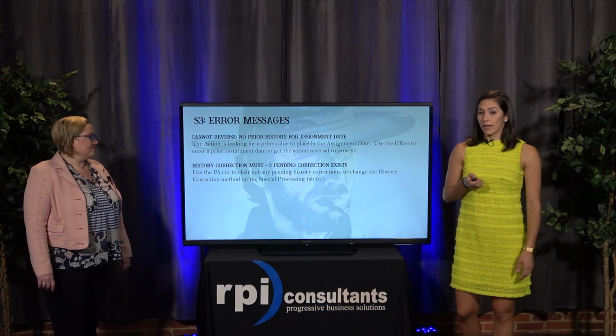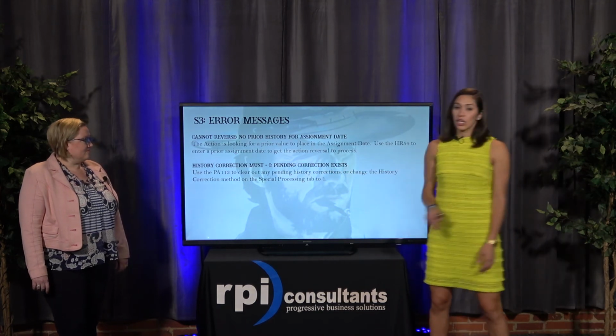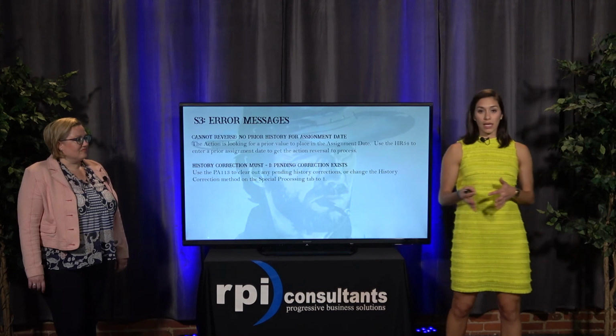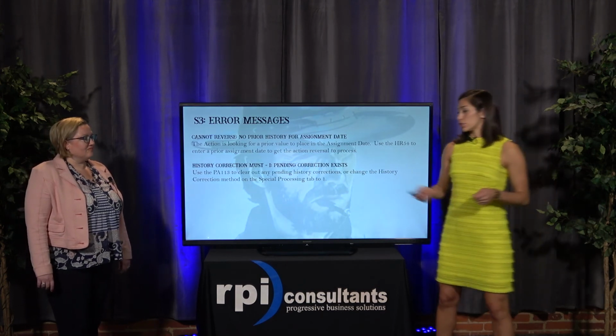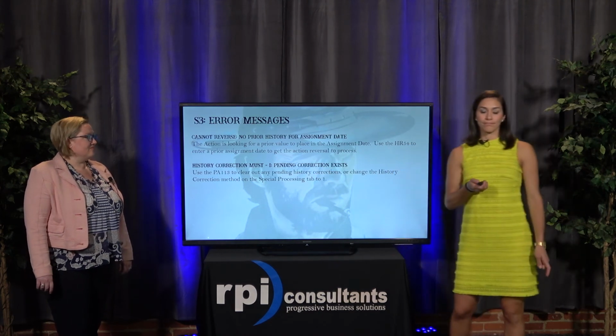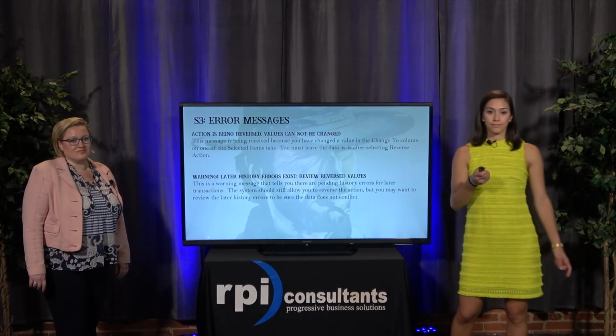All right, history correction must equal 1. Pending corrections exist. So two options here. You can either use that PA113 to clean out any pending history corrections, or just change your history correction method to 1, like it's asking you to. And 1 is history errors, not delete.